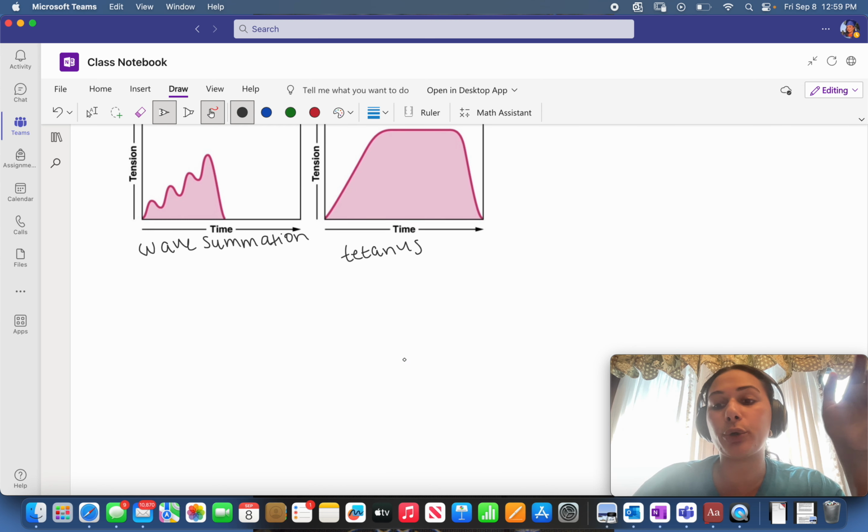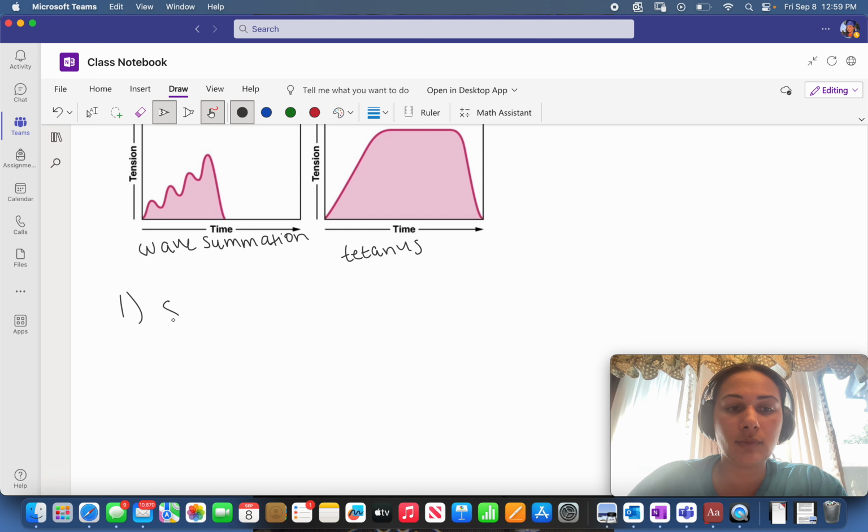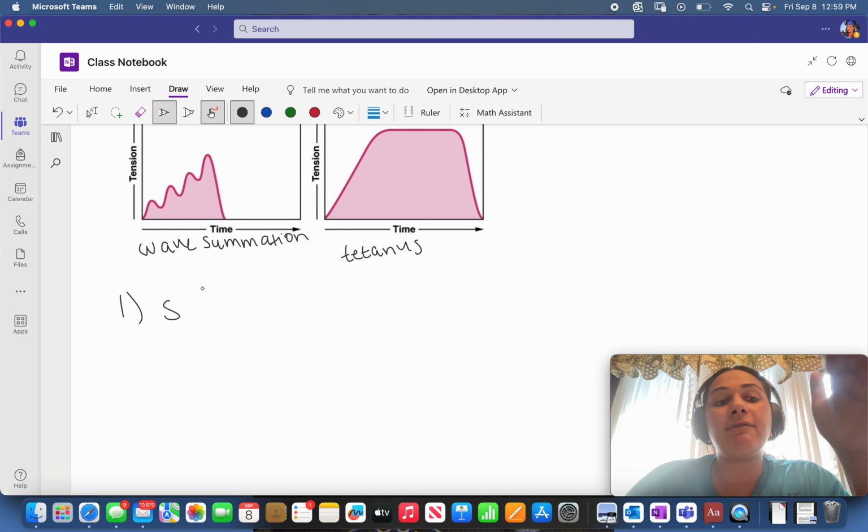Now, when it comes to motor unit recruitment, generally motor units are recruited in order of their size. So when the muscle is first activated, we're going to have our slow or type 1 units, let's just put S, which will be first. They have the smallest force and the slowest contraction.